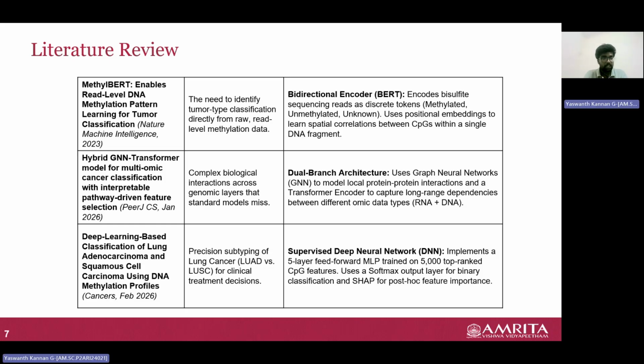The fifth paper, finally, is a deep learning based lung cancer classification. This model performs classification on LUAD, which is lung adenocarcinoma, the lung cancer we are testing, and LUSC, another subtype of the cancer, using methylation data. It uses a supervised deep learning method, an MLP, with selected CpG features. While it achieves the classification, its limitation is that it treats each CpG site as an independent feature and does not capture the contextual relationships or the biological interactions.